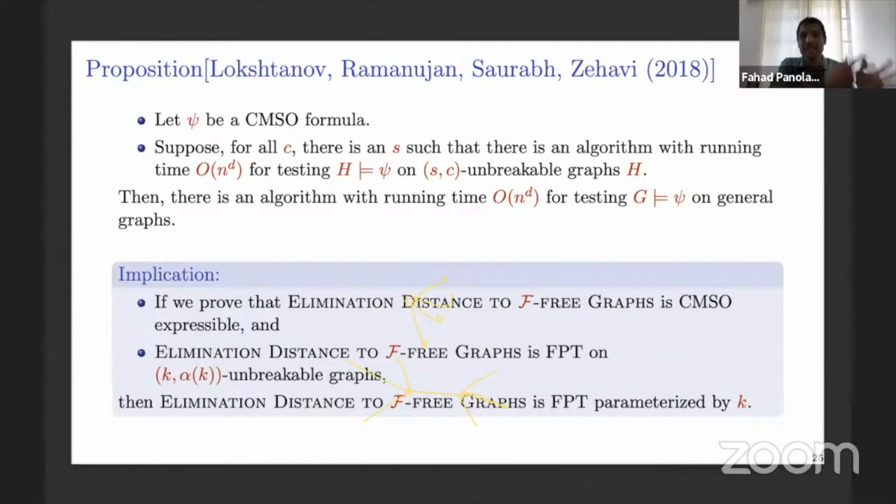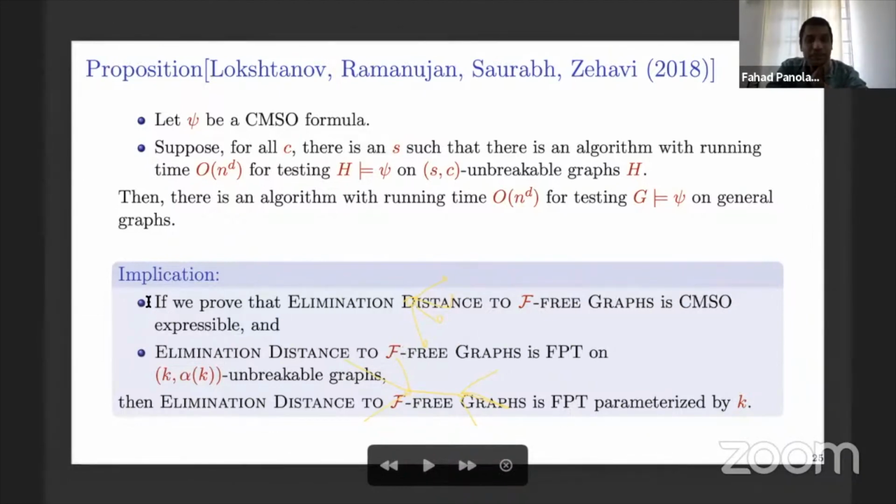For different K, this formula will be different, but if I fix K, I will be able to get a formula which says which vertices belong to this class of yes instances of this problem. So the first part was some idea, a characterization of this problem when I fix K, and that can be used to express this in CMSO.